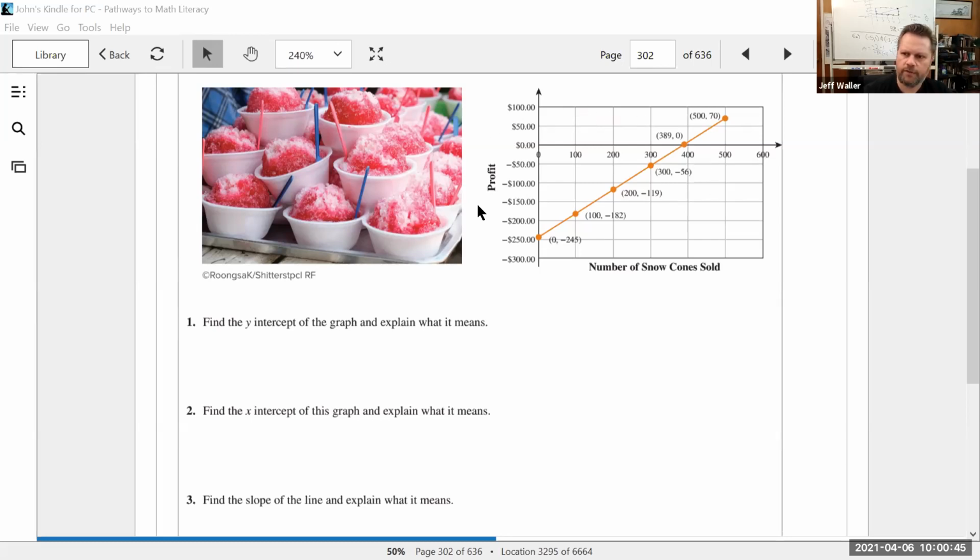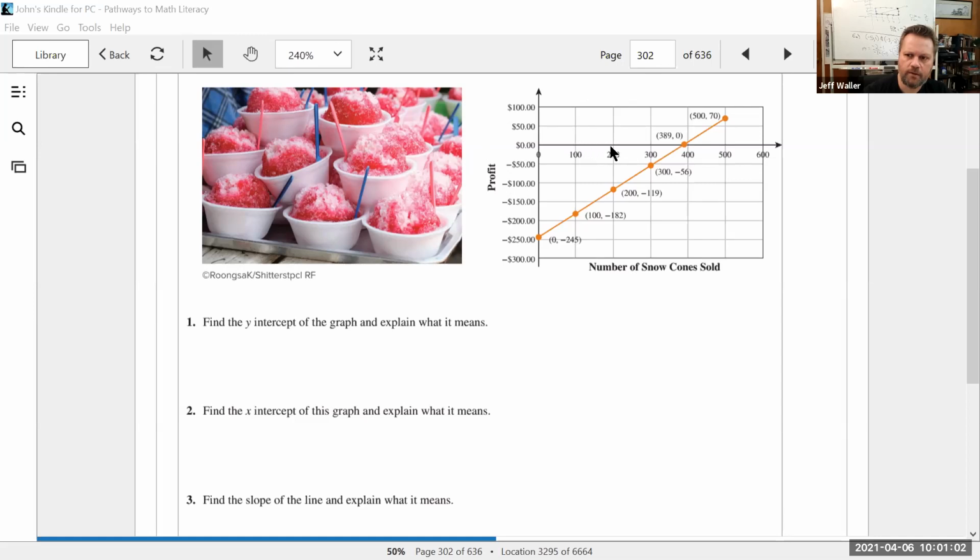Where's 150 snow cones on this graph? So we could multiply that 63 cents by... Oh, sure. We're going to do that in a minute. So you're ahead of me. I just want to do it graphically first.